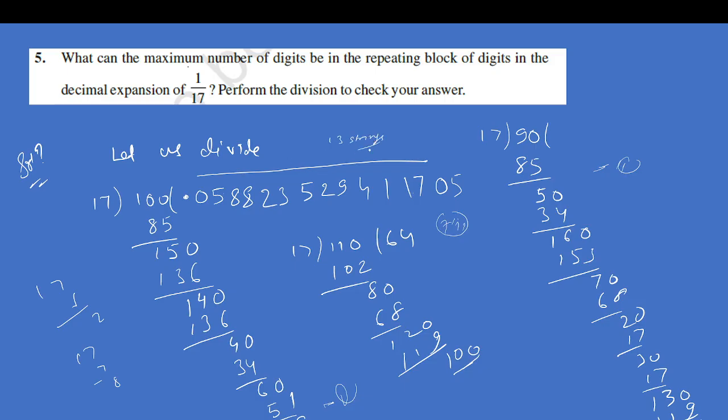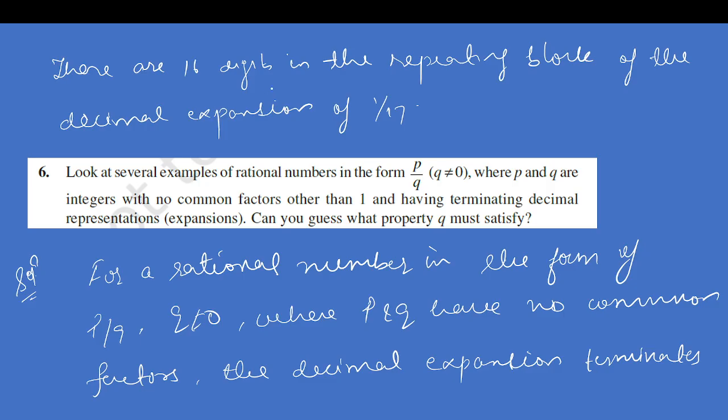13 digits. So in the exam you have to do it on one page and do it very carefully, because once you miss or miscalculate anything, you will not get the repeating string. So here I have done 9 from here. 90, 85, 34, 65. The remainders keep on changing. So this is 11. It comes here. There are 16 digits in the repeating block of the decimal expansion of 1 by 17.